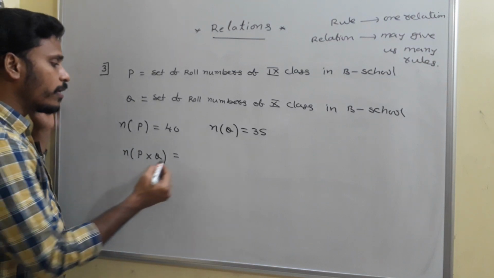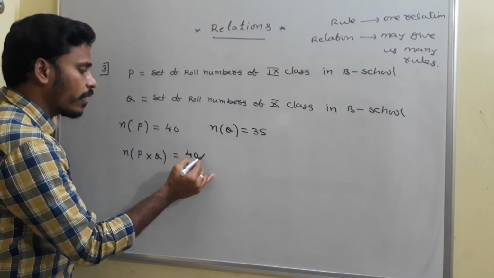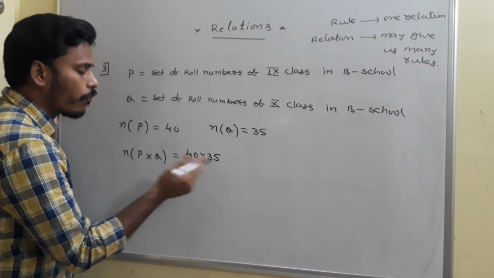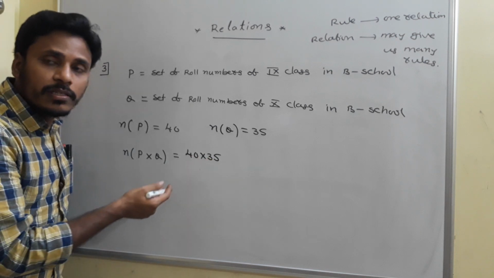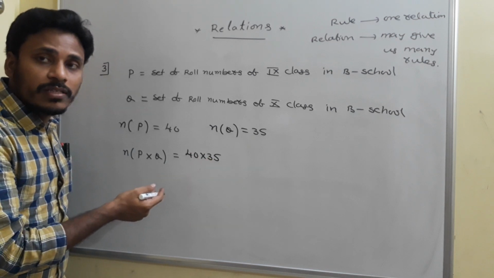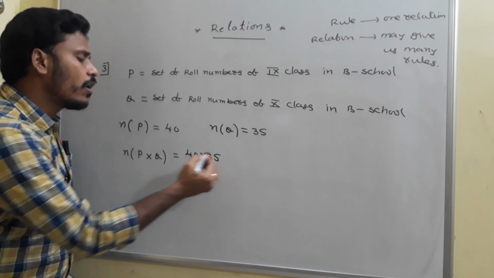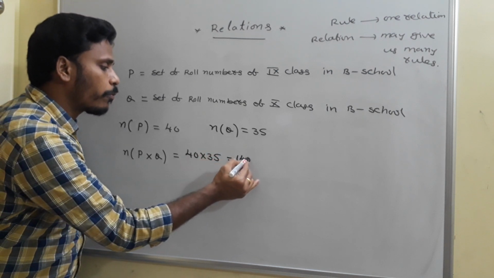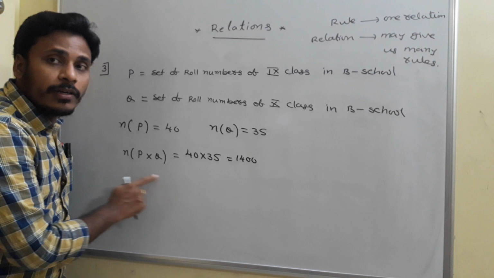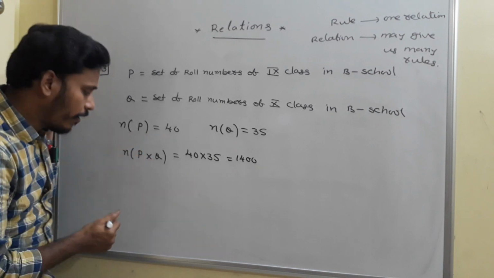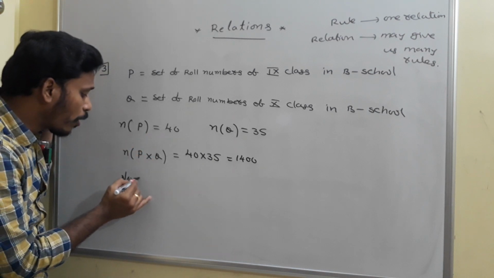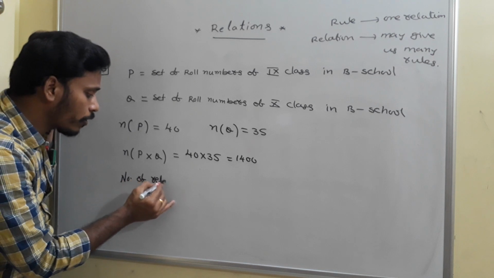So the number of elements in P cross Q is simply 40 into 35. So what is its count? 35 twos are 70 and 35 fours are 140. So you will get 1400 possibilities. So the number of elements in P cross Q, how many? 1400.